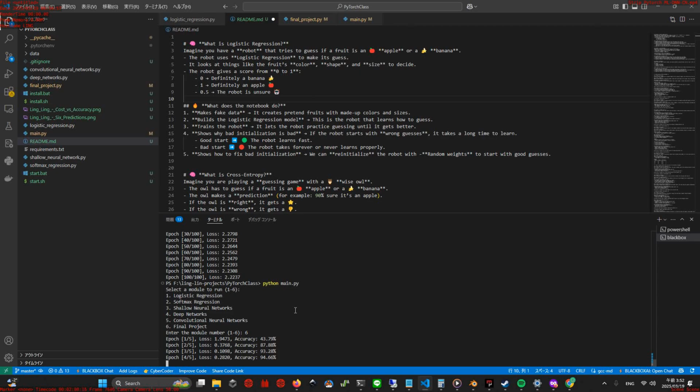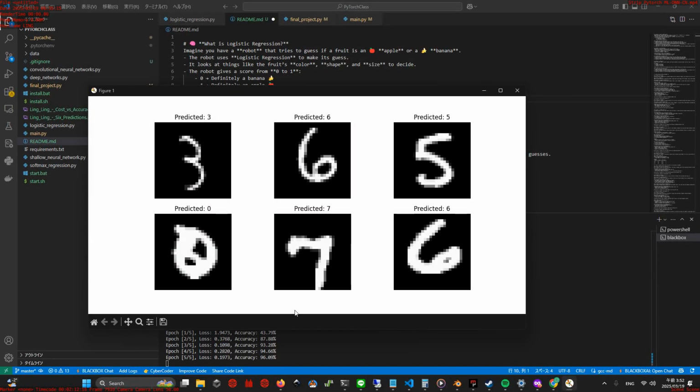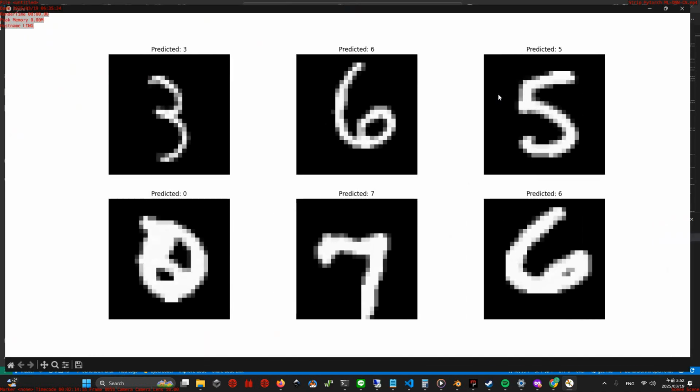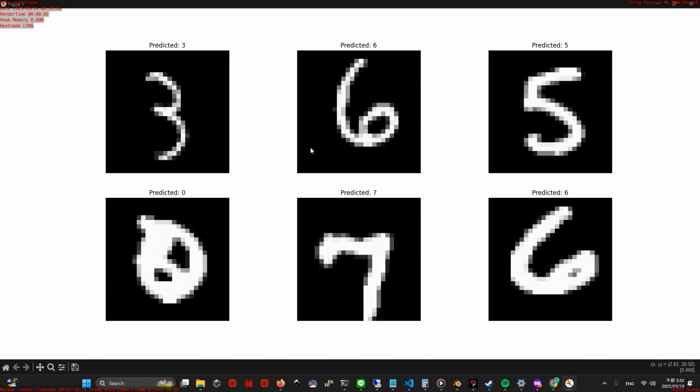Next, we'll use dropout. Dropout makes the network temporarily forget some of what it learned, kind of like playing with one eye closed. This prevents overfitting, helping the network generalize better.